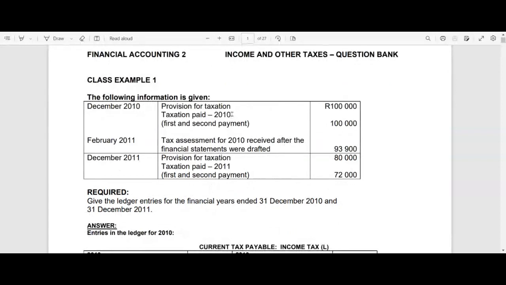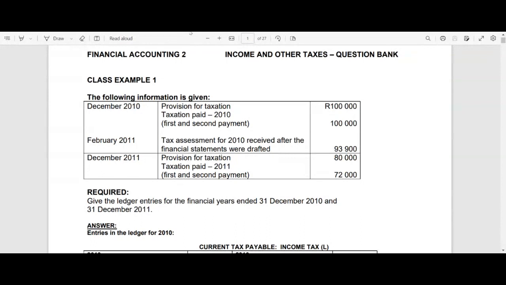So let us first maybe just see what is required of us. They say give the ledger entries. So this is our general ledger accounts for the financial years ended the 31st of December 2010 and the 31st of December 2011. So we must provide general ledger accounts for 2 years, right? The year ended 31st of December 2010 and the year ended 31st of December 2011.